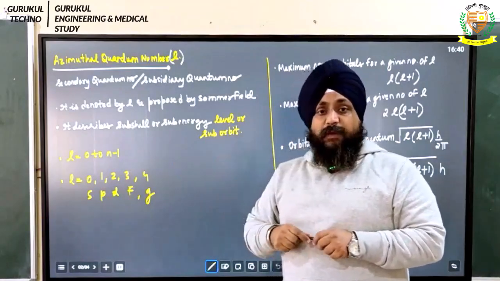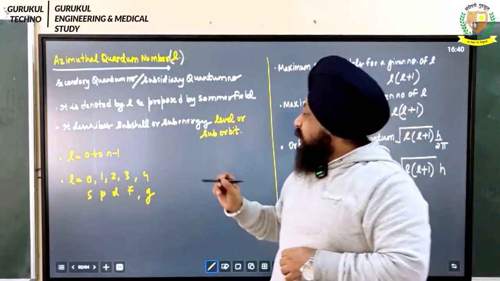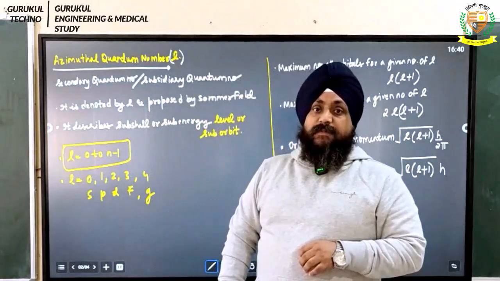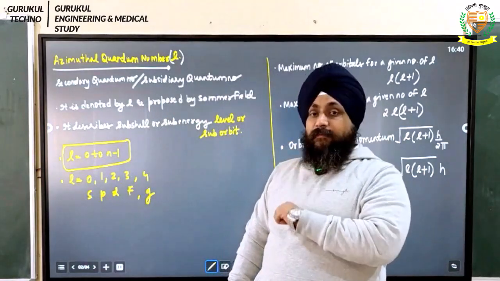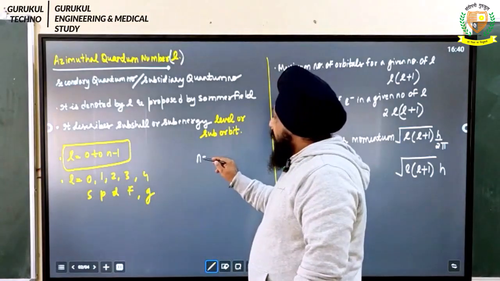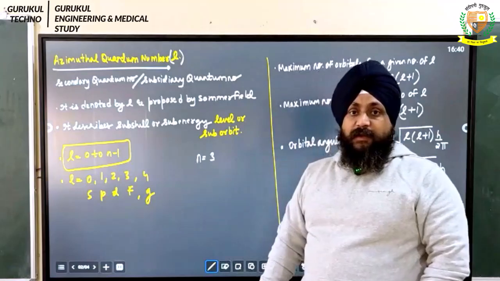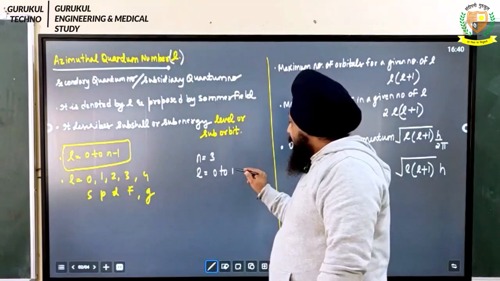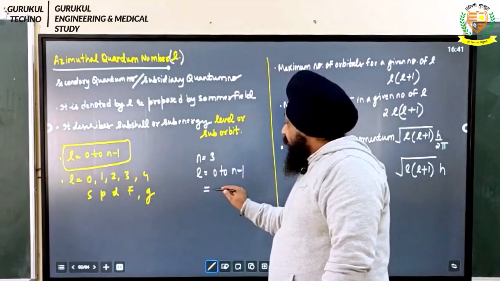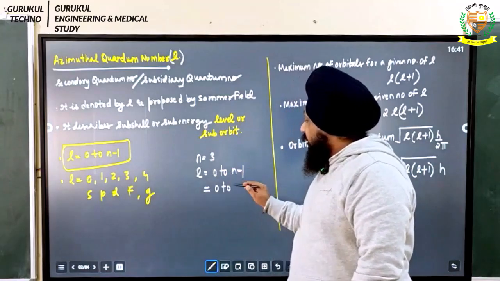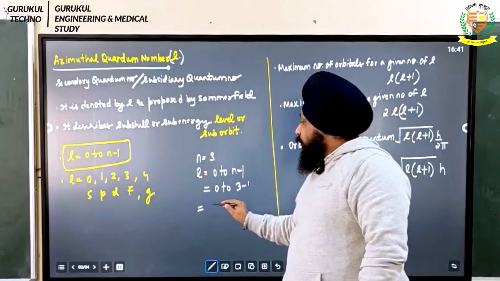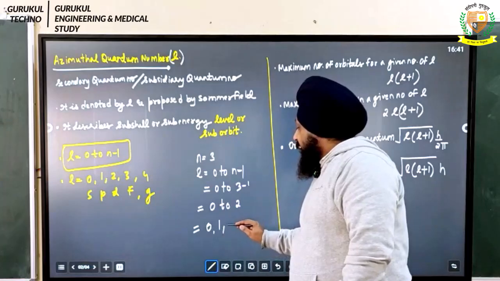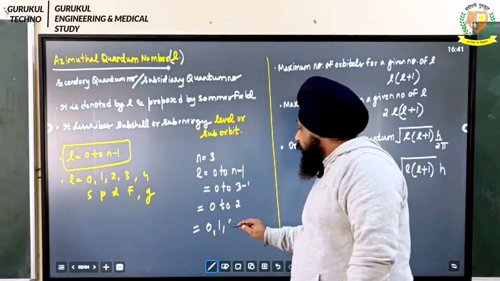Okay, so what is the formula to find out L? It is going to be 0 to n minus 1. Suppose the value of n is 3. Then the value of L will be 0 to n minus 1, which is 0 to 3 minus 1, so 0 to 2. Which is 0, 1, and 2.